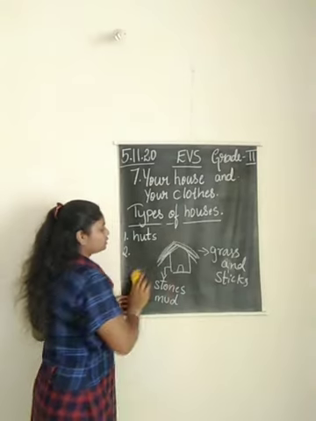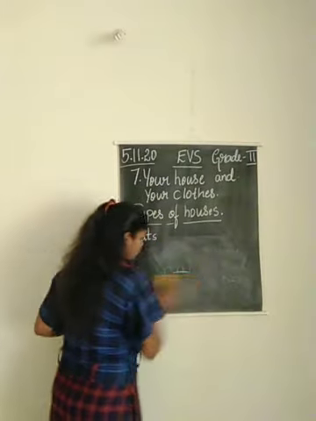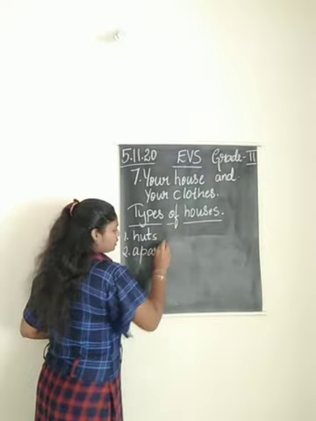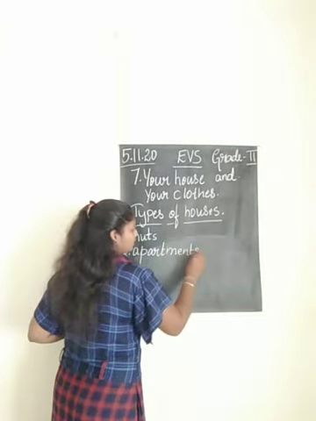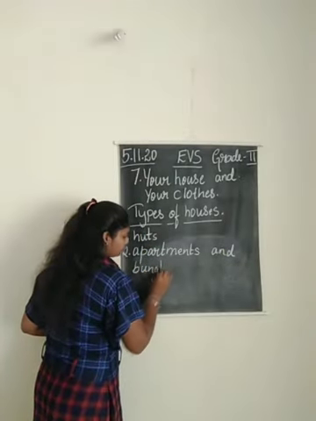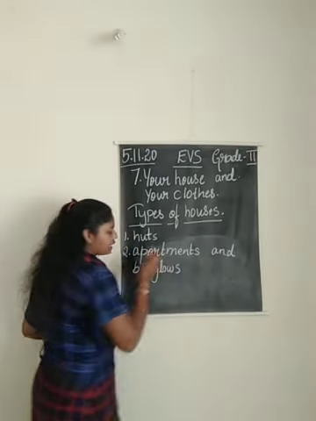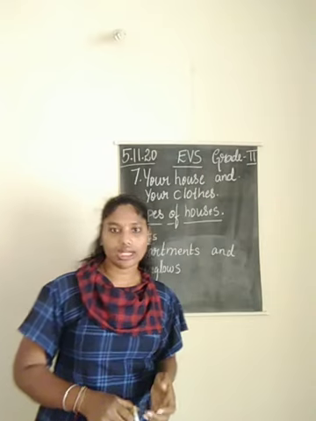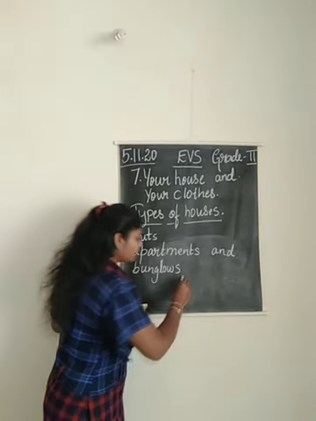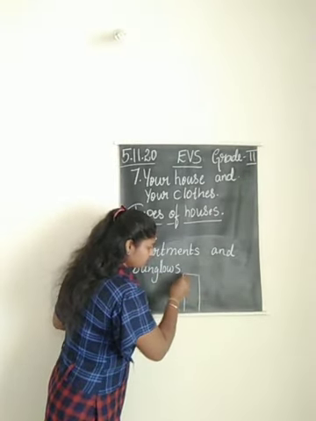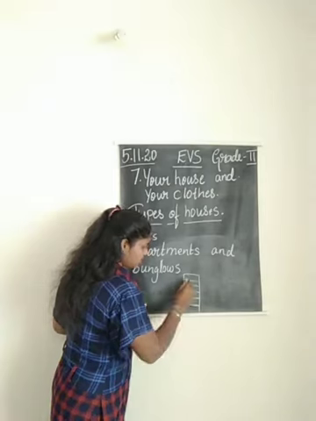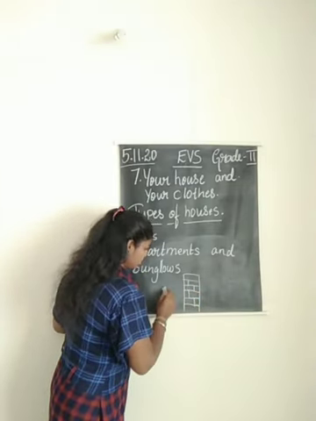The second one is apartments and bungalows. They are pakka houses because they are very strong and they are built using stones, cement, iron rods. Apartments are like block houses with a tall building where each floor has a separate house, called apartments.